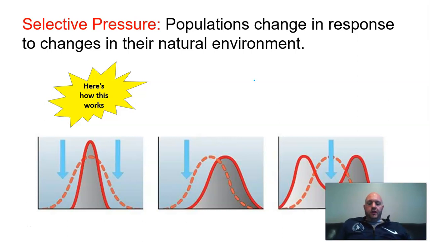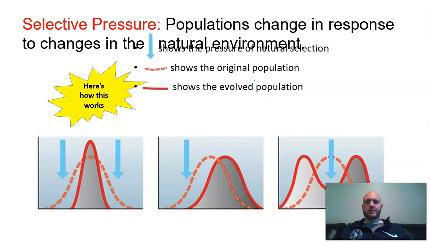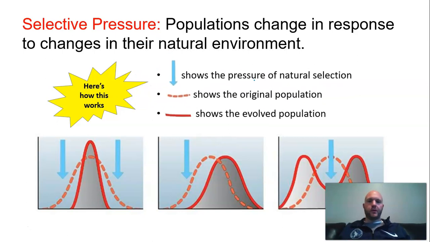Selective pressures are things that are changing an environment. So how it works, if you look at these graphs, the selective pressure happens to be the blue arrows. This is the original population. This is like flattening the curve right here, team. And then the new evolved version of that.